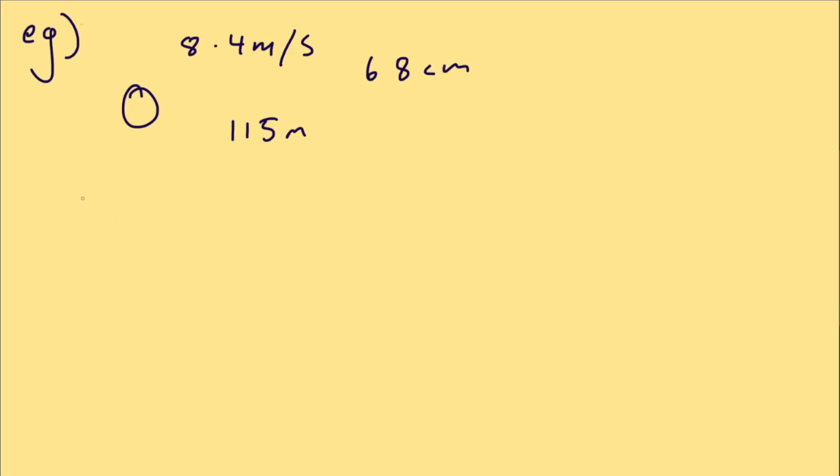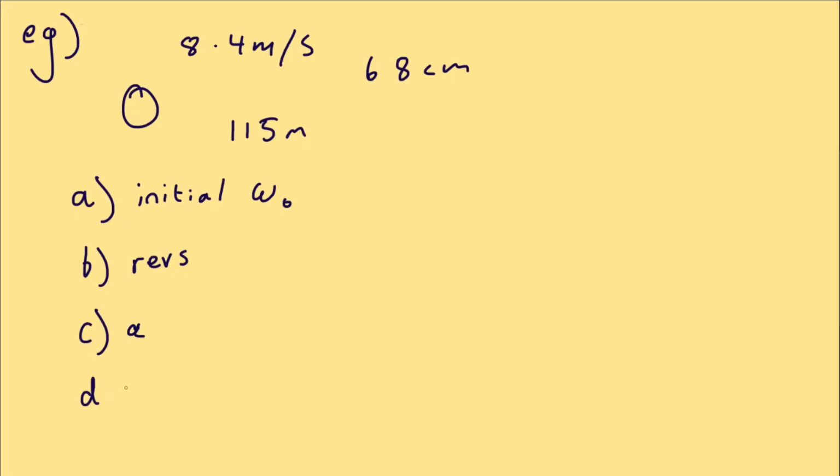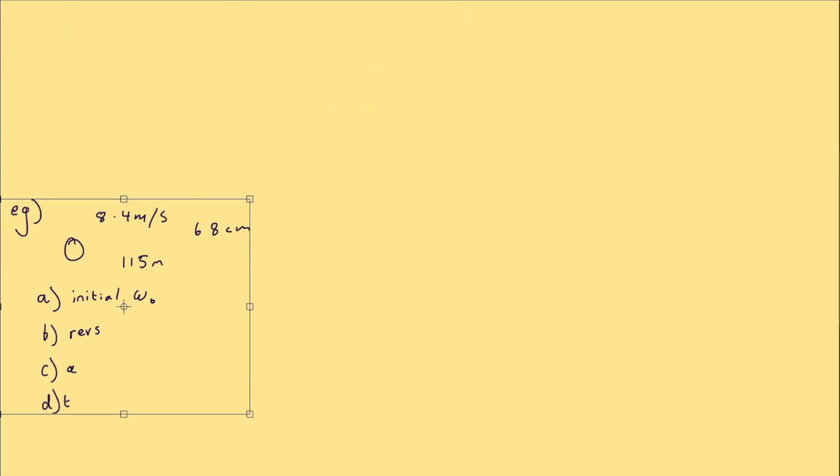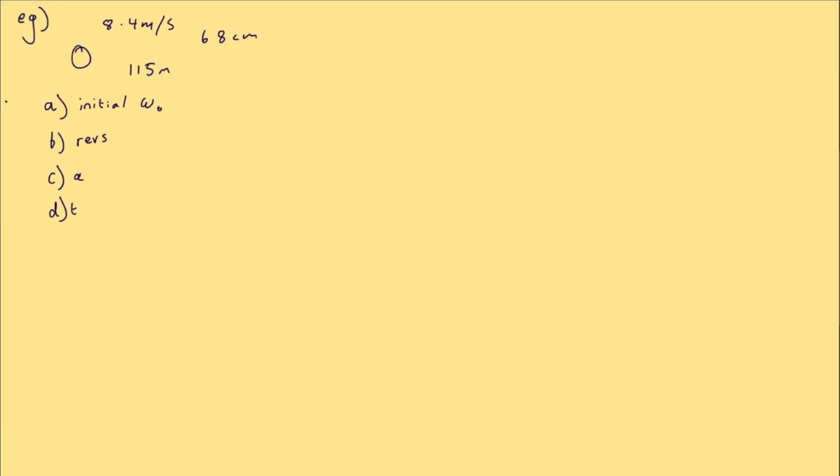Let's find four values. The initial angular velocity. Let's also look for the amount of full revolutions before stopping, the angular acceleration, and the time it takes to stop. Let's go through this step by step. So, starting with problem A.